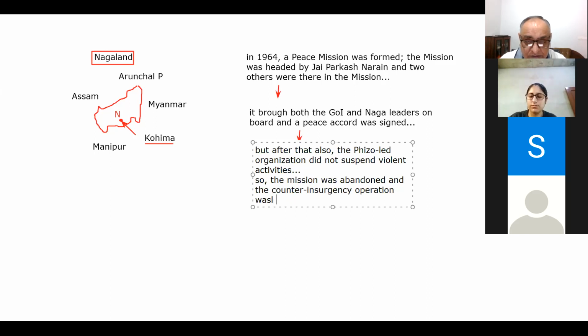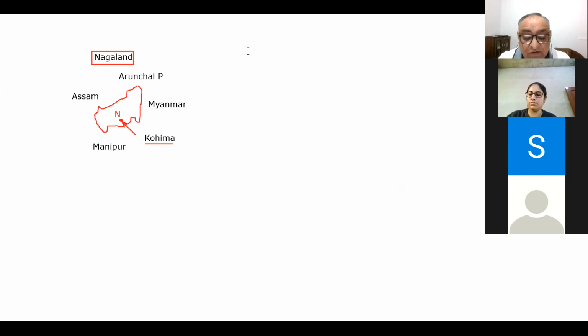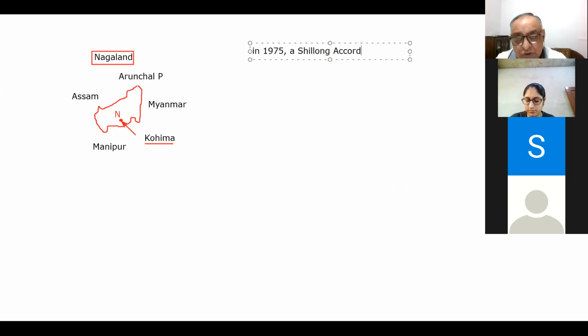Operation was launched. So counter-insurgency operation was launched, right? So the things kept on moving like this. And then in 1975, a Shillong Accord was signed. So we are just entering into this Shillong Accord.